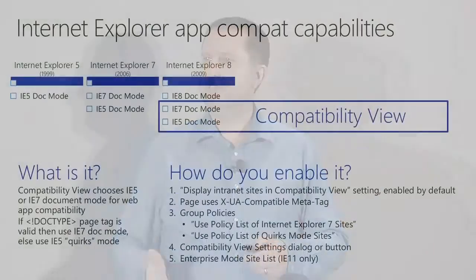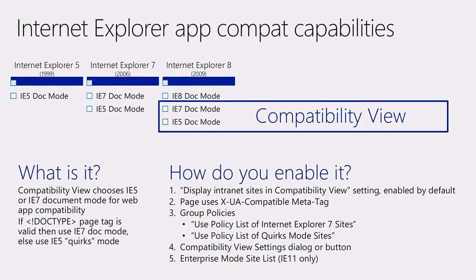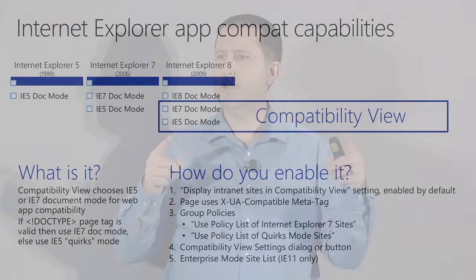You can enable this in a variety of ways, but what we recommend today is to use Enterprise Mode because that gives you the most granularity. Now, of course, there are some group policies. The problem with the group policies is they work at a domain level. So if you set Microsoft.com in Compatibility View, that means everything under Microsoft.com is going to show up in either IE5 or IE7 mode.